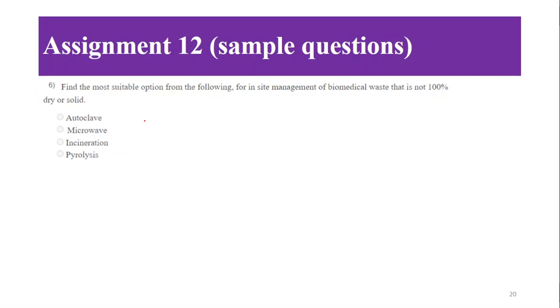Next question. Find the most suitable option from the following for in-situ management of biomedical waste that is not 100% dry or solid. So what is the correct answer here? Autoclave. No, microwave. Microwave is the correct answer here. So waste which is not 100% dry or solid can have moisture in it. When it is microwaved, the moisture produces steam which is then used to sterilize the waste. So microwaving is the correct answer here.